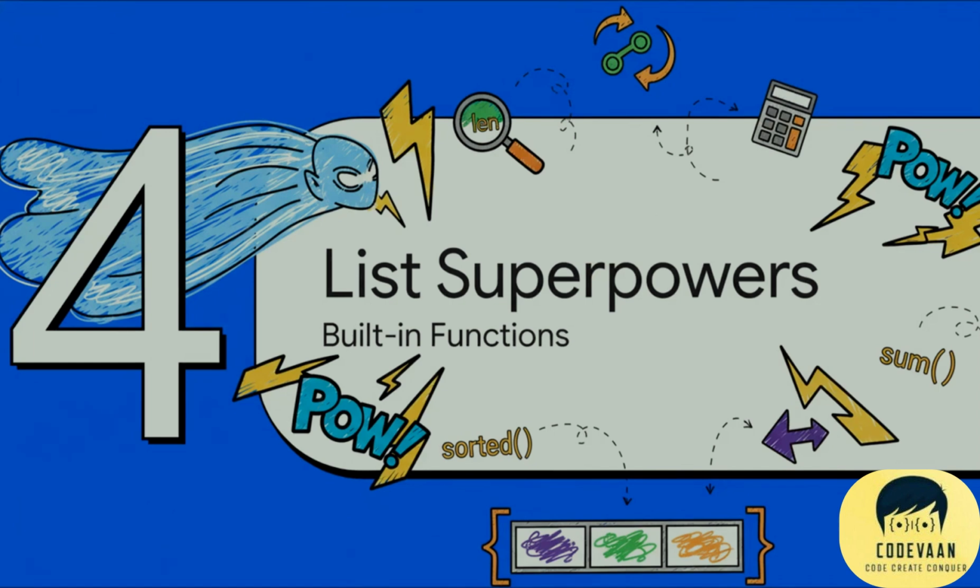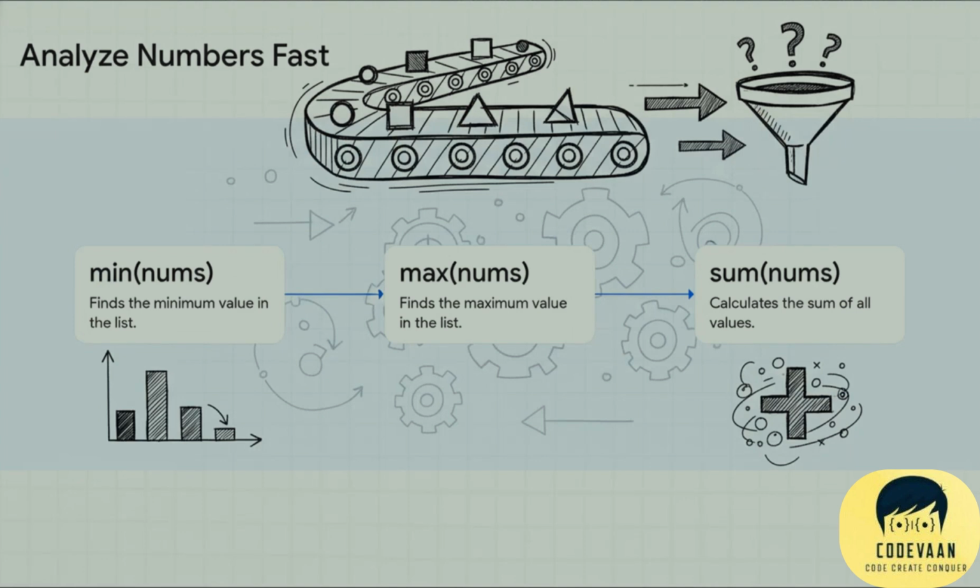Okay, but it's not just about adding and removing. Python lists come absolutely packed with a whole bunch of built-in functions and methods that are basically like superpowers. They save you from having to write tons and tons of code yourself. Let's say you need to analyze a list of numbers. Forget writing a bunch of complicated loops. Python just gives you these beautifully simple, readable functions. Need the smallest value? Min. The biggest? Max. Want to add them all up? Sum. Done. It's fast, it's clean, it's efficient.